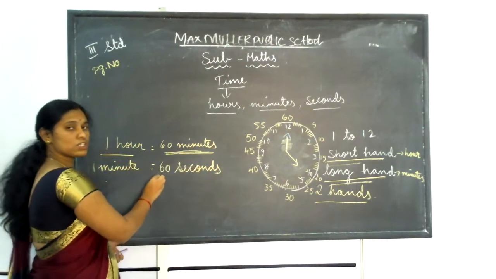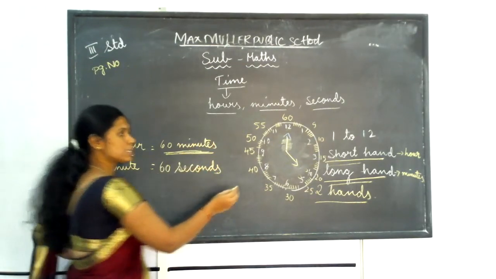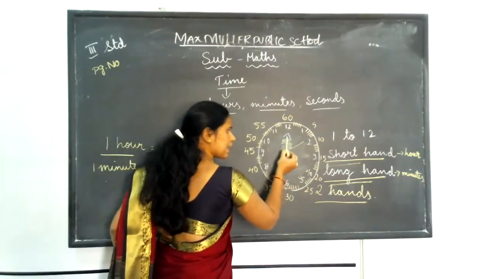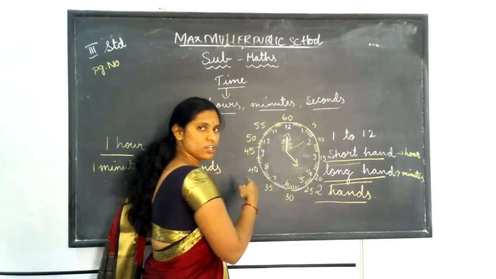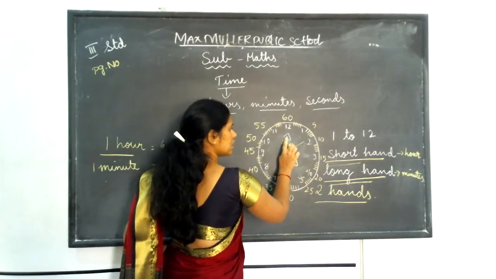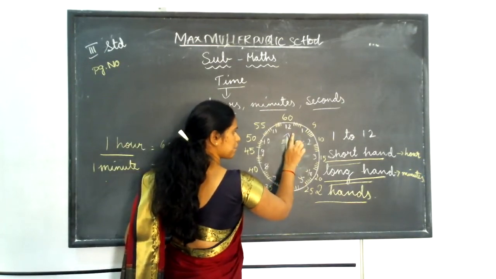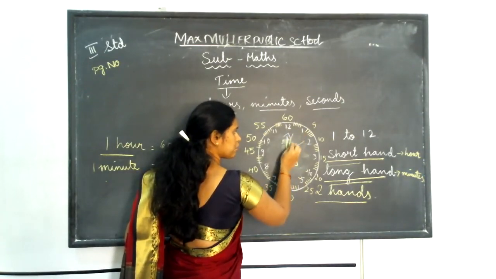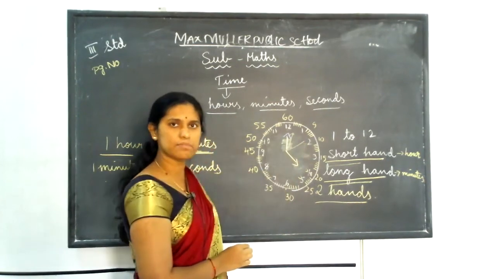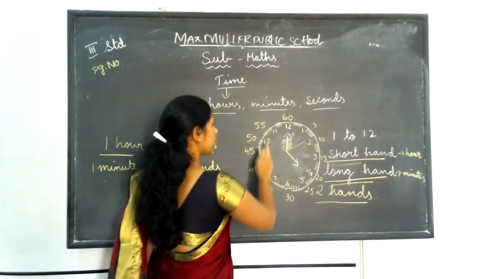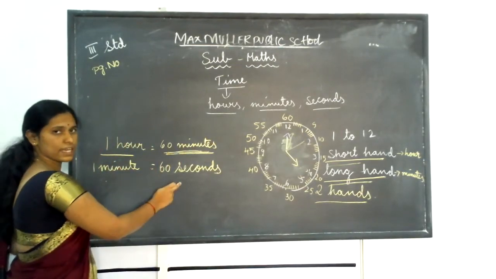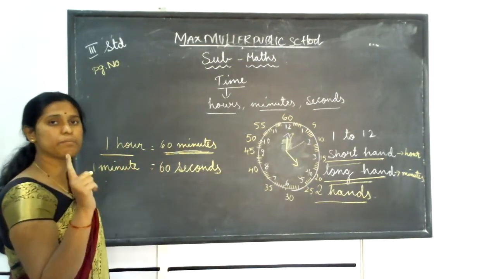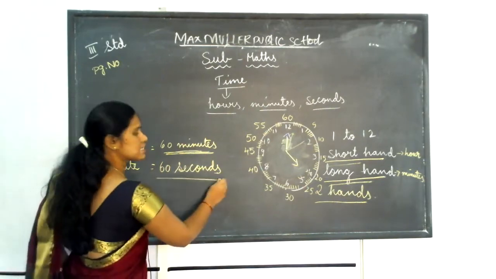1 minute is equal to 60 seconds. Not only this, a small thin line, a small stick, will be there. It will be moving, yes or no? Slowly the long hand will move to the next number. Like this, slowly it will be moving. Have you seen a clock? Have you observed? To complete 1 minute, it takes 60 seconds.